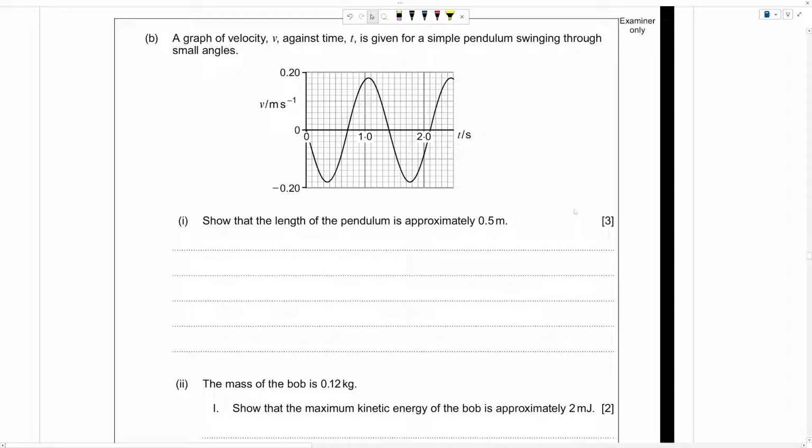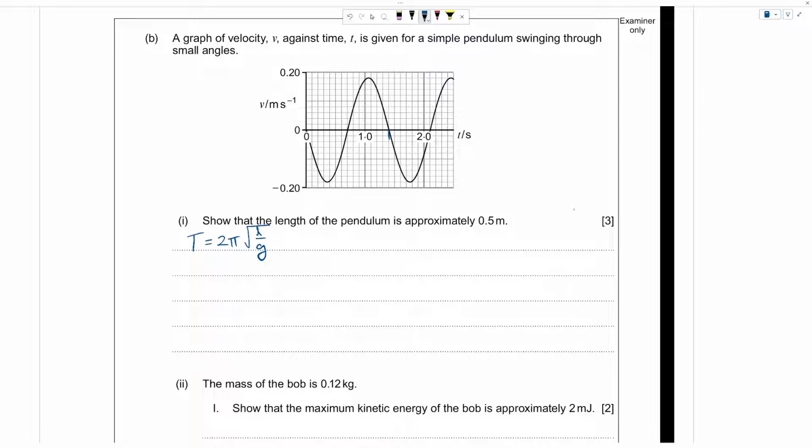Part 2, graph of velocity against time is given for a pendulum swinging through small angles. So this small angle business is important. A pendulum swinging through a small angle approximates to simple harmonic motion, and that's what we can see in this graph. This is sinusoidal. Show that the length of the pendulum is approximately 0.5 meters. So from our formula sheet, the time period of a pendulum is given by 2 pi root L over g. So this is just going to be a substitute. We can read the time period directly from our graph here.